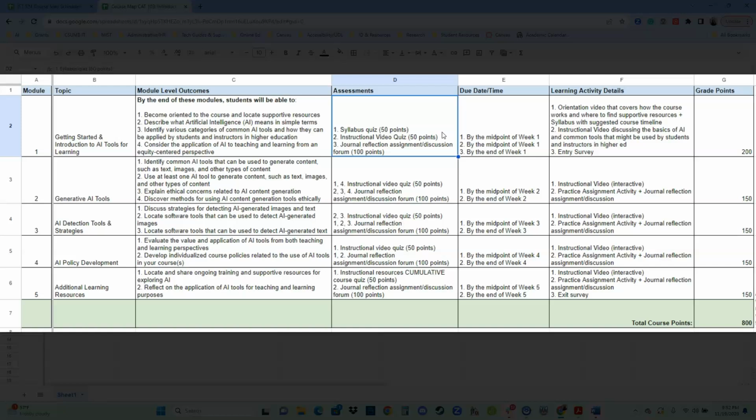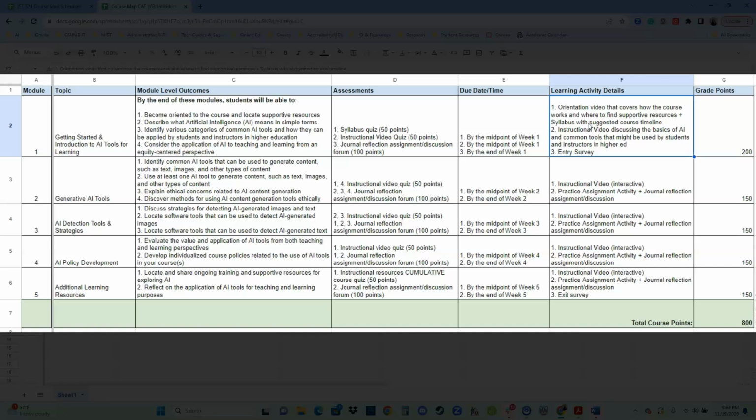So that's my plan, is to develop a quiz. That's a quick thing I can do where they can just do multiple choice answers to check for understanding. And the big thing that they're going to do in this module is write a journal reflection and/or participate in a discussion forum that shows that they can describe what AI means in simple terms, that they can identify different categories, and that they consider the application of AI. So these are my three assessments that are going to tell me that students can do the thing.